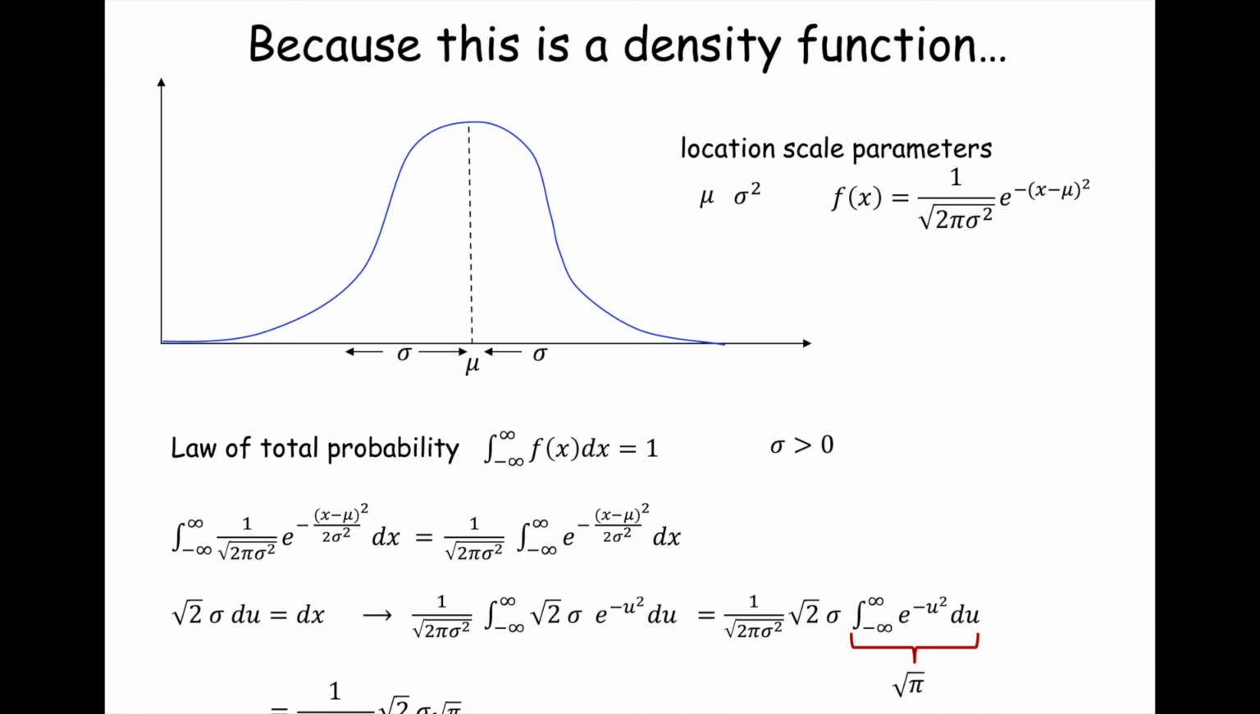Let me do that. Now I have 1 over radical 2 pi sigma squared. I have a radical 2, I have a radical pi, and I have a sigma. Oh, wait a minute. Everything cancels, right? I have radical 2 here, radical pi, and radical of sigma squared is just sigma. So I'm left with just 1.